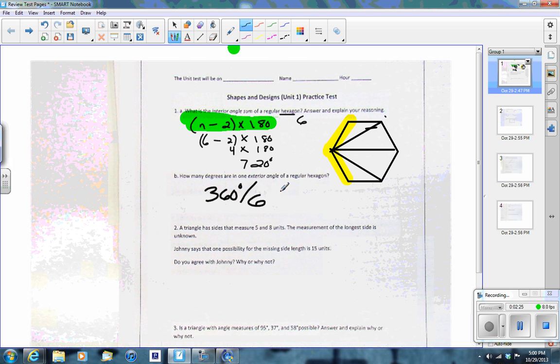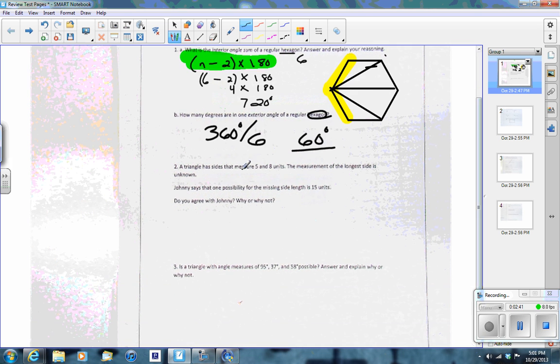So keeping that in mind, every polygon has 360 degrees, and we're going to divide that by 6, because it's our hexagon. So 360 divided by 6 is 60 degrees. That's what every single exterior angle, each individual exterior angle, will be. That would be one way to solve it.